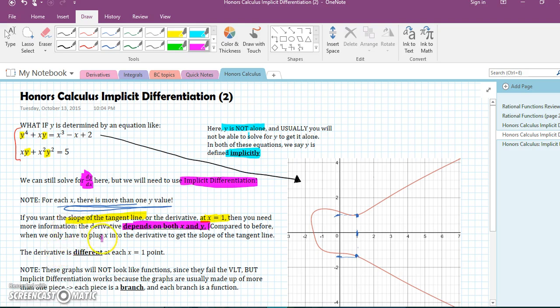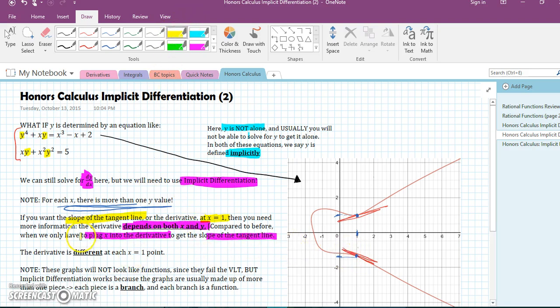And again, we're comparing that to before, where all we had to do was plug an x in to get the slope of the tangent line. And for each of these x's, the slope is very different. Like here I have a positive slope, and here I have a negative slope. So it's very important that we're plugging in an x and a y.